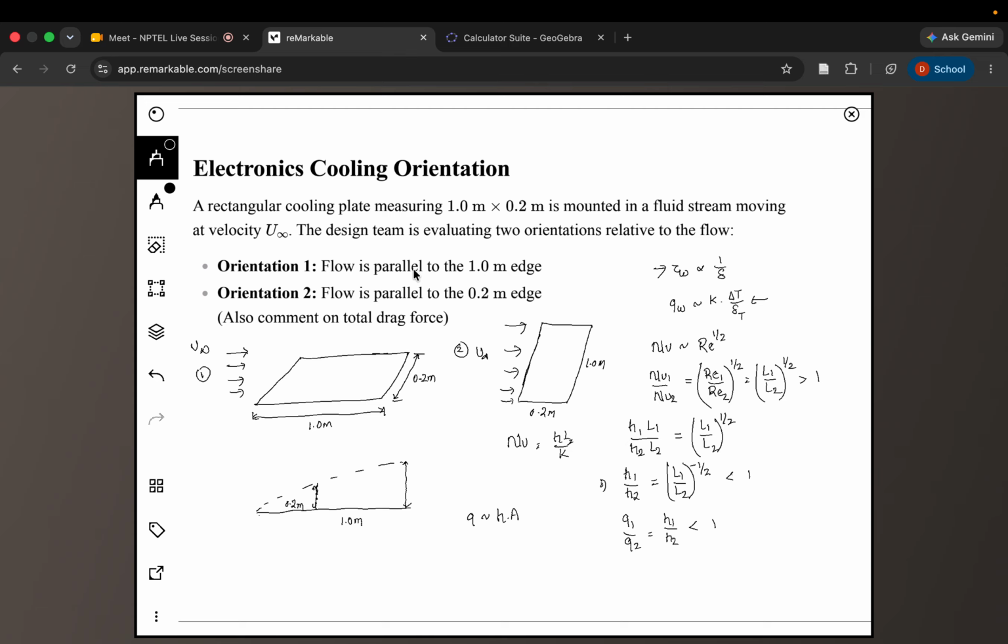The shear stress, as we discussed before, is inversely related to delta. So using 1 meter will reduce the shear stress. But because I reduce the length to 0.2 meter, the shear stress will actually increase now. So both the heat flux and shear stress will increase as the boundary layer becomes thinner and thinner.